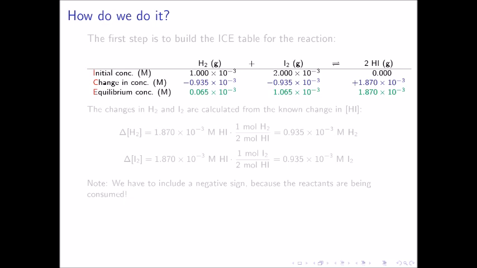For I2, we begin with 2 times 10 to the minus 3 molar, and decrease by 0.935 times 10 to the minus 3 molar, leaving us with 1.065 times 10 to the minus 3 molar at equilibrium. We now know the final equilibrium concentrations for all 3 of our species.